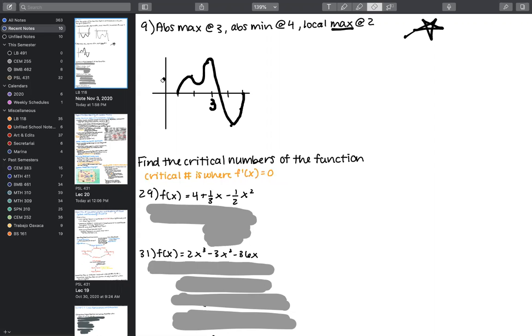So within the context of this graph, x equal to 3 is a critical point because we have this derivative of 0.